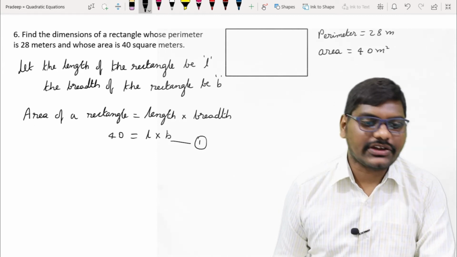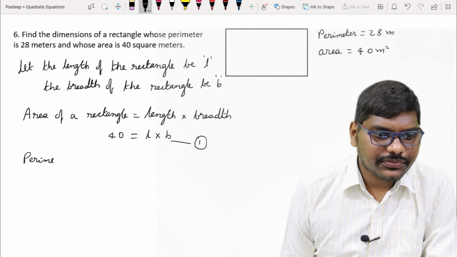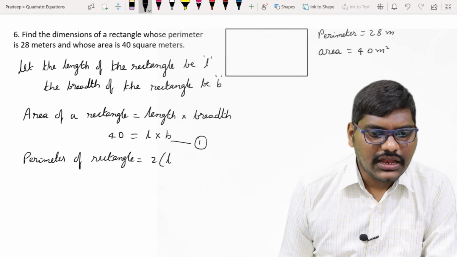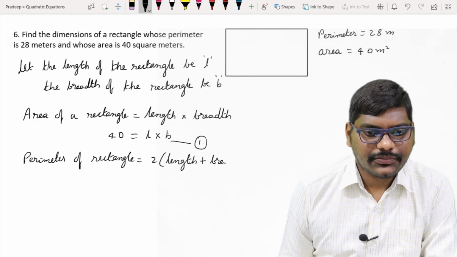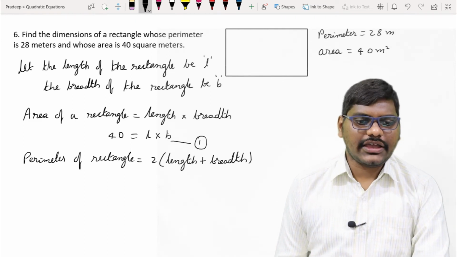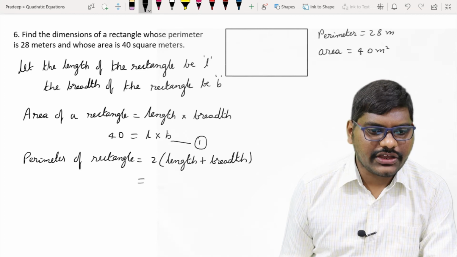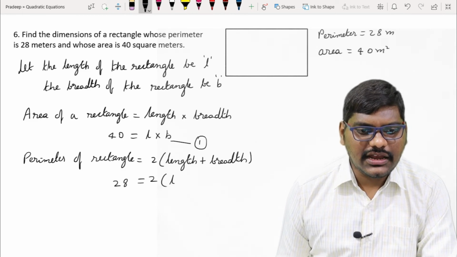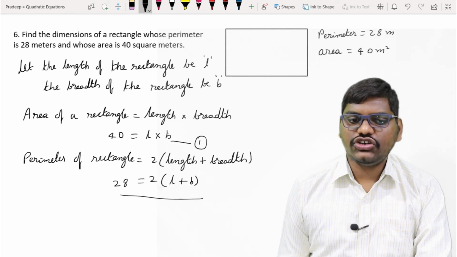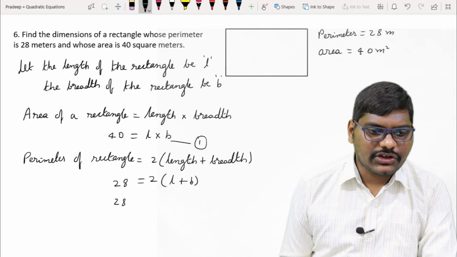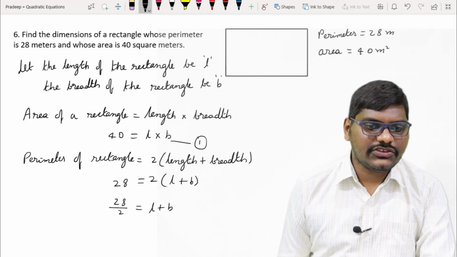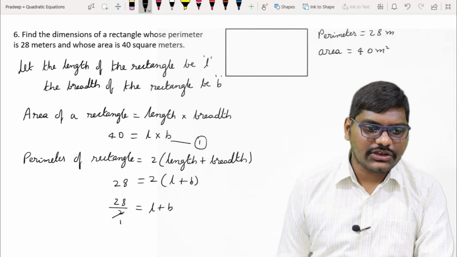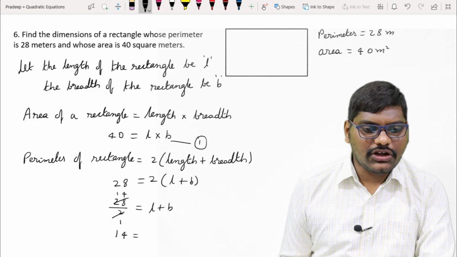Now we'll go for the perimeter of the rectangle also. The perimeter of a rectangle is 2 into length plus breadth. The perimeter of the rectangle was given as 28 meters, so I can write 28 in the place of the perimeter, whereas on the other side I write 2 into length, that is L, plus breadth, that is B. So we got 28 equal to 2 into L plus B. If I send this 2 to the other side, I have to divide 28 by 2, so this becomes L plus B. 2 ones are 2 and 2 fours are 8, that is 14. So we get 14 equal to L plus B.